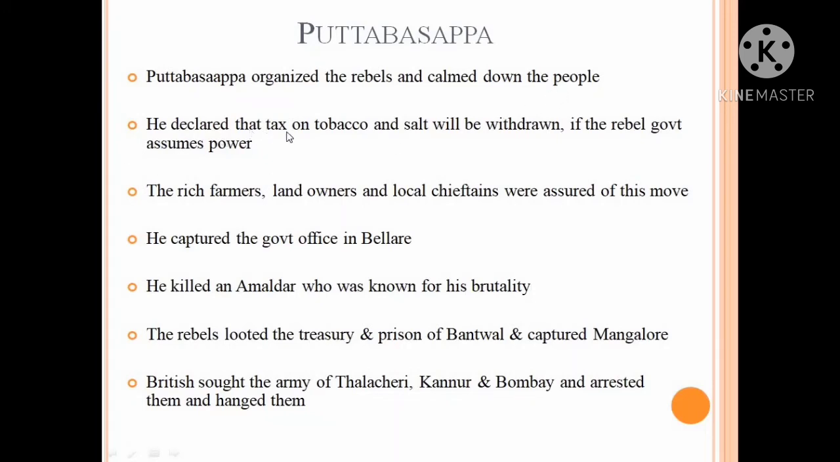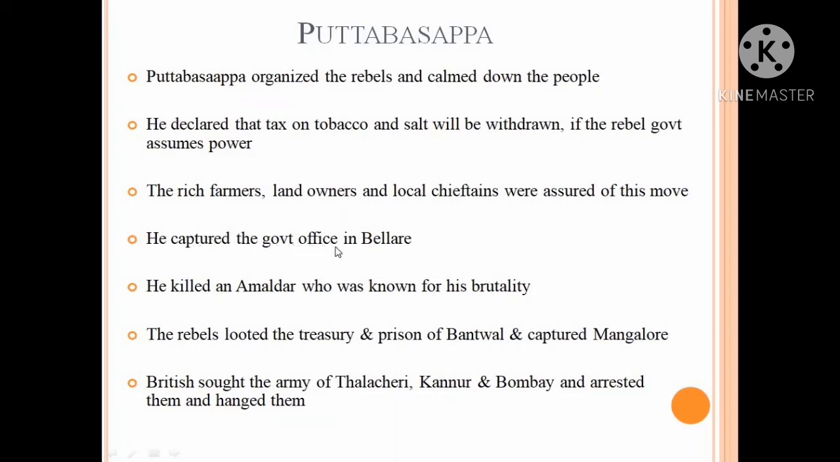And he declared that if the rebel government came to power, the tax on tobacco and salt would be withdrawn. So people became very happy. The farmers supported him. The rich farmers, the landowners and local chieftains were assured of this move.